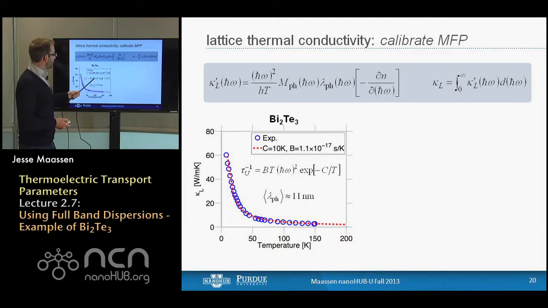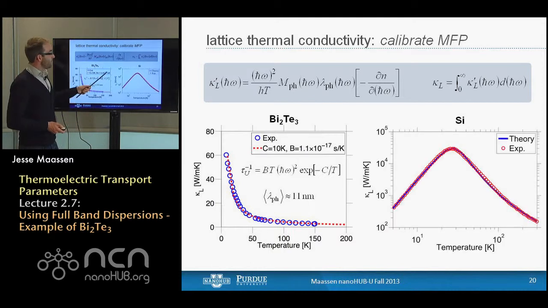And we have two parameters, B and C. C I took from the literature, and I adjusted B to match the experimental data. And we get a very good fit over quite a wide temperature variation. After this, we can extract an energy-averaged mean free path for phonons on the order of 11 nanometers. Okay, I wanted to quickly mention that this shape for lattice thermal conductivity versus temperature is not very typical.